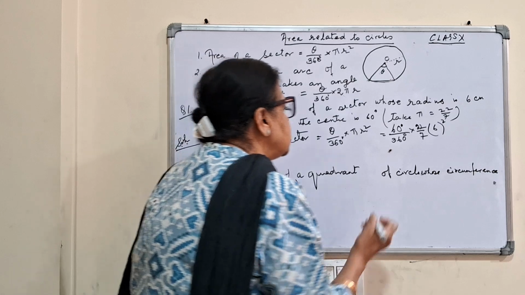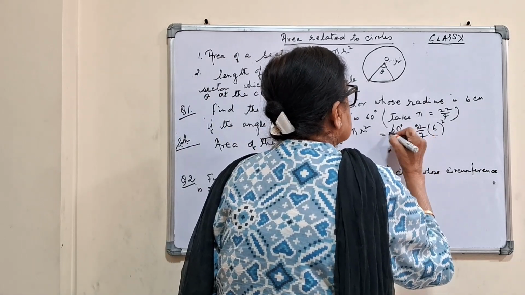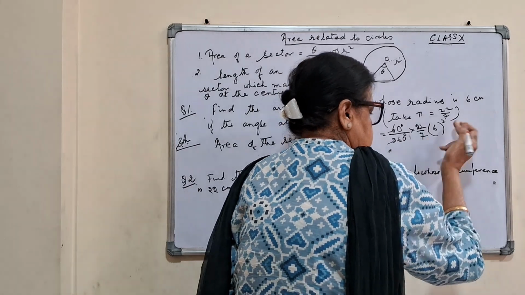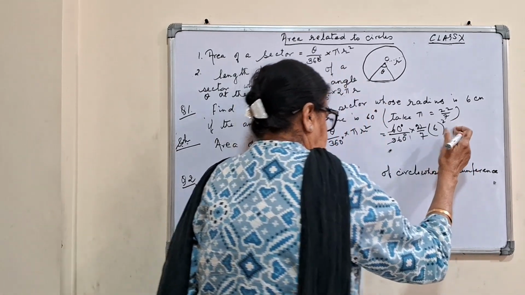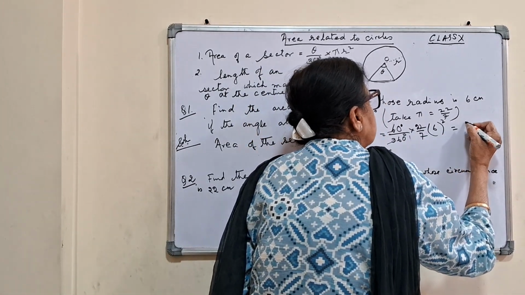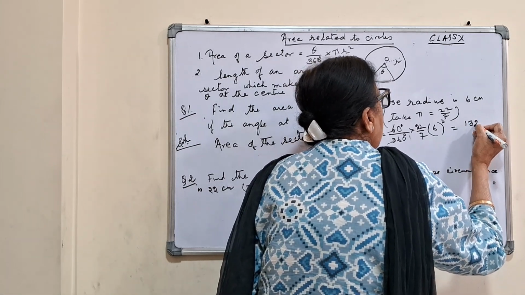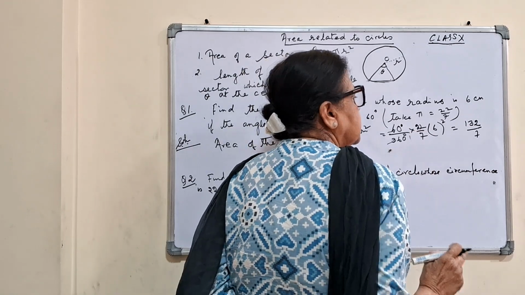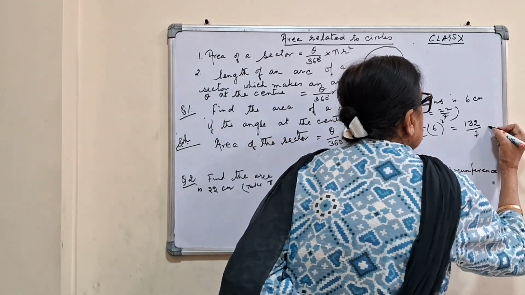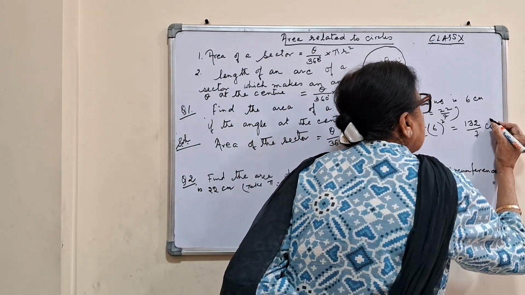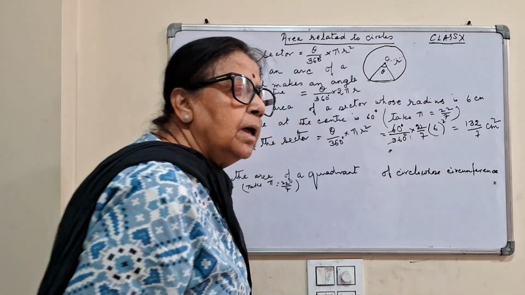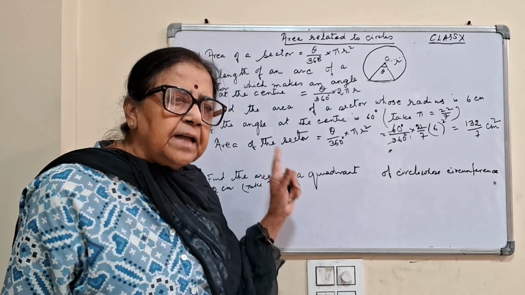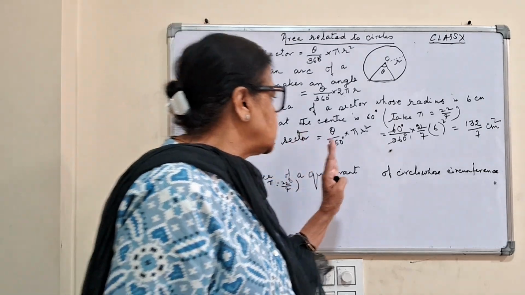Yes, that is equal to, this is 1/6, this should be cut, and this is 6. 1/6 will be cut here. That is equal to 132 by 7. 6 into 2, 12, 13, 132 by 7. What is the unit here? It is the area. It is centimeter square.